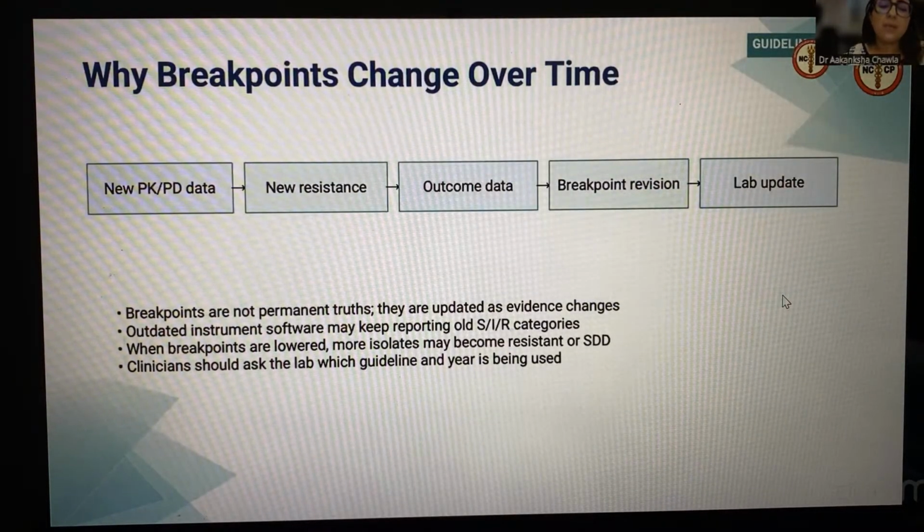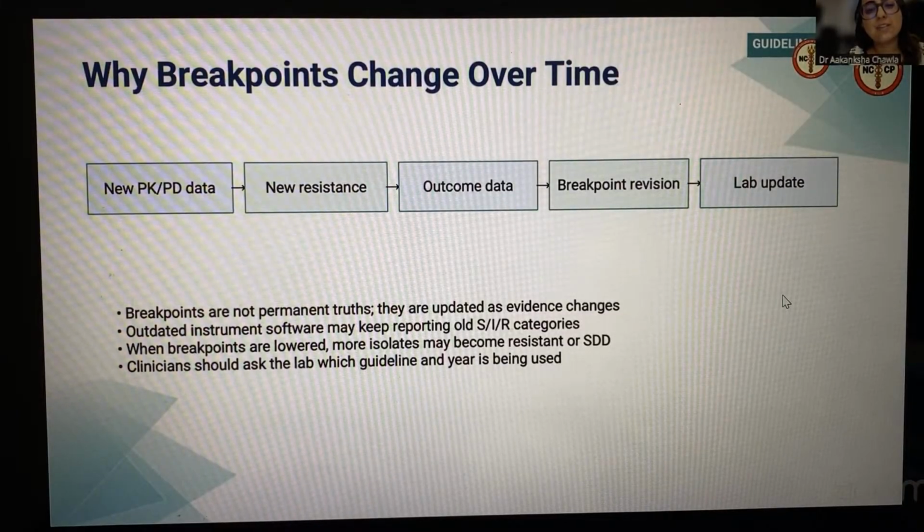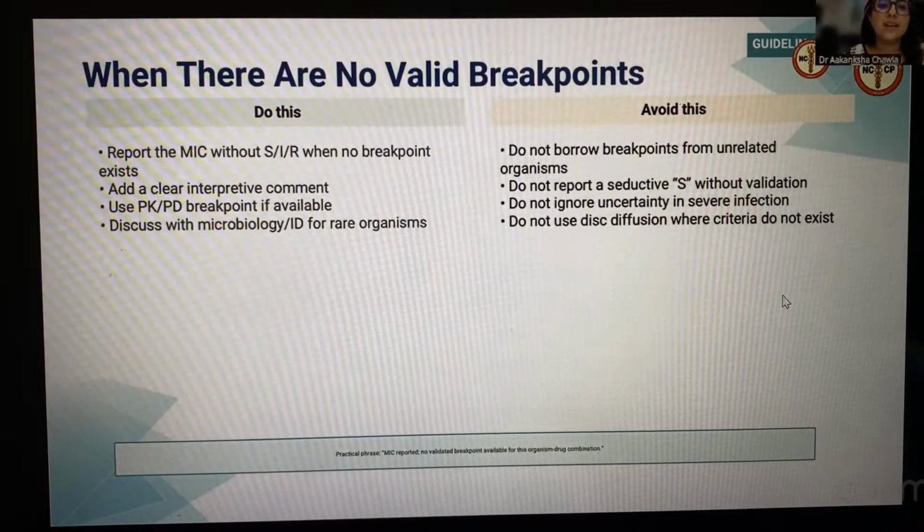Why do these breakpoints change over time? Because new PK/PD data keeps evolving, new resistance keeps developing, and the outcome data keeps changing. So breakpoints need to be revised. Like I said, they are released every year from EUCAST and CLSI, and your lab has to update them. If there are no valid breakpoints, you report the MIC without S/I/R. That is the basic thing that you need to remember.